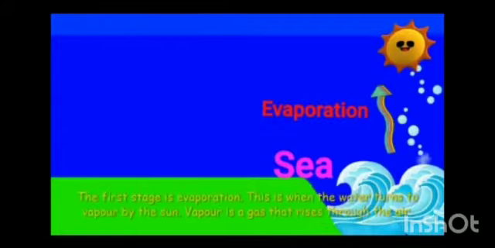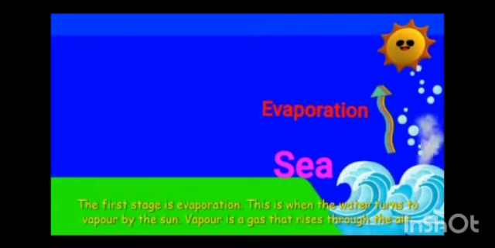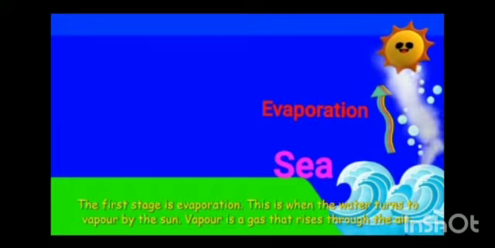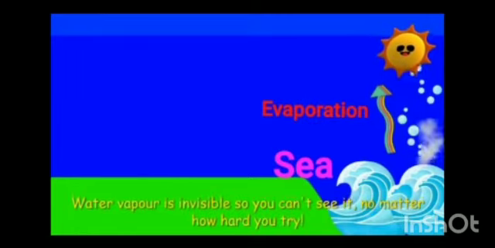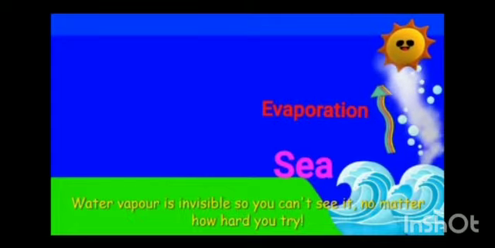Lake, sea, or even a puddle. In fact, it will start anywhere where there is water. In this video, let's use the sea. The first stage is evaporation. This is when the water turns to vapor by the sun. Vapor is a gas that rises through the air. Water vapor is invisible, so you can't see it, no matter how hard you try.